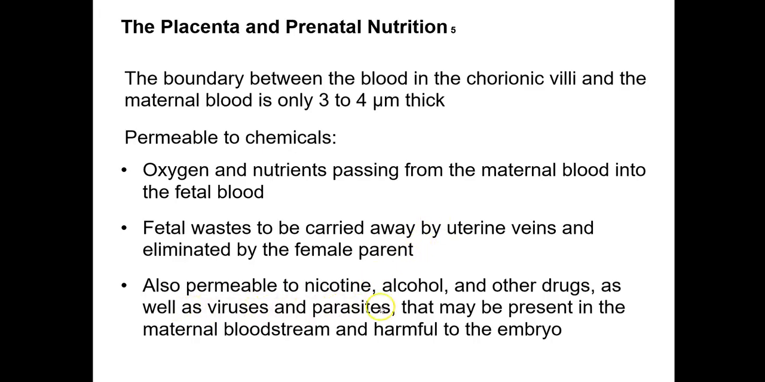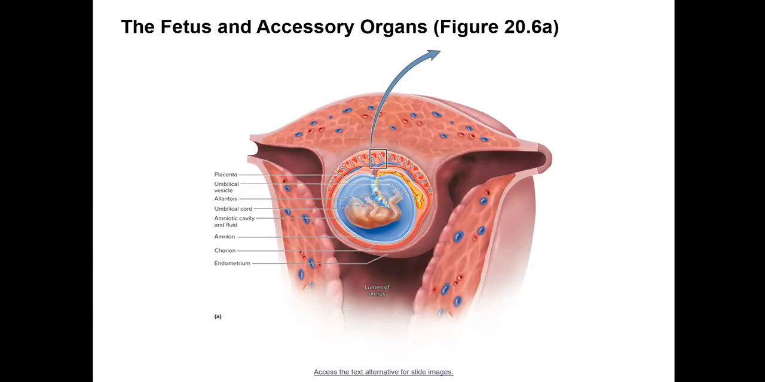But this can also make the fetus vulnerable, because since this membrane is so thin, it's also going to be very permeable to toxins, to medications or drugs, things like nicotine, alcohol, as well as pathogens. Things like viruses and parasites can potentially pass that membrane and make their way into the embryo and could potentially be harmful to that embryo. So here you can see the fetus developing with all of the accessory organs still intact.